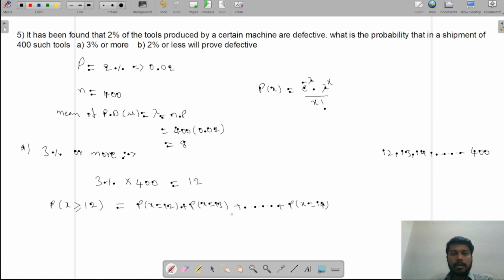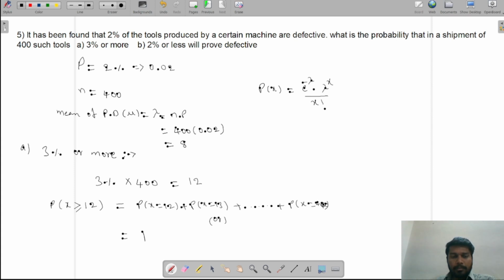So in the next step, what I have to do, I have to write a Poisson distribution at every value of x, 12, 13, 14, 15, 16, 17, 18, 19, like that. At every place I have to find Poisson distribution. Yes or no? I think it is very difficult to find, because at every value of x it is very difficult. So what I'm doing here, I'm finding an indirect way. What is the indirect way?